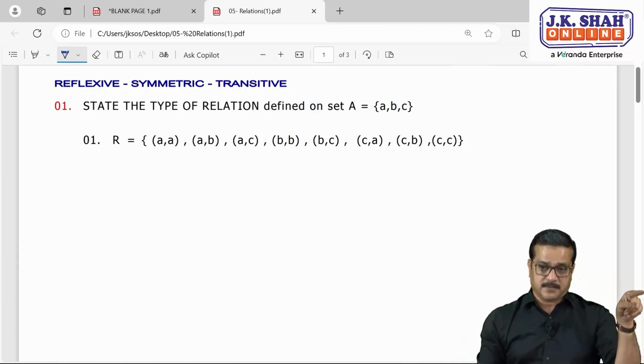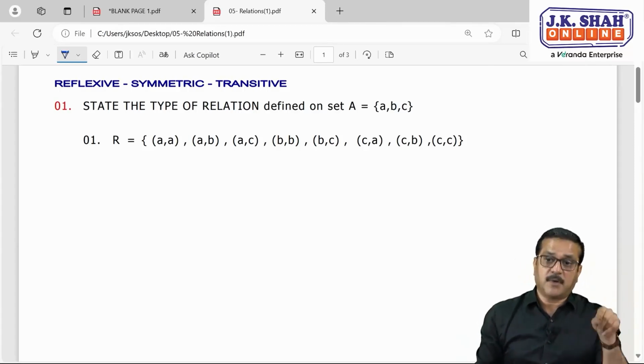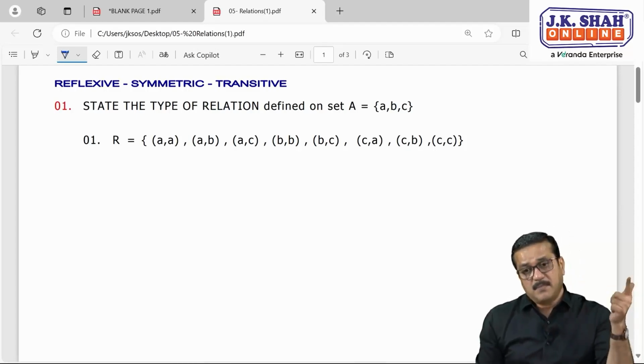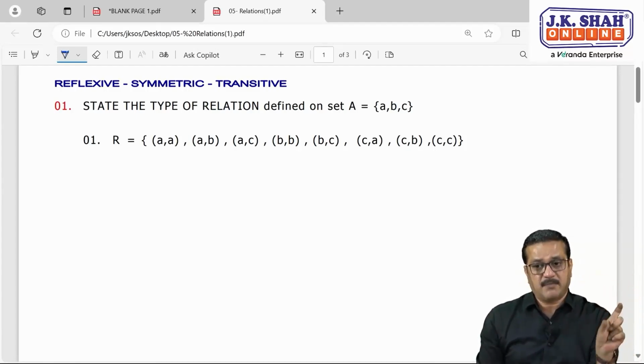That is the choice of the R maker, one who makes relation. (3,2) लाया लेकिन (2,3) नहीं लाया तो ओके फाइन, उसकी मर्जी थी. मैंने लिख दिया R is not symmetric. So AA, BB, CC, it's reflexive. If I have AB, I need to have BA. I have AC, I need to have CA. If I have BC, I need to have CB. तो symmetric. What about the last one?